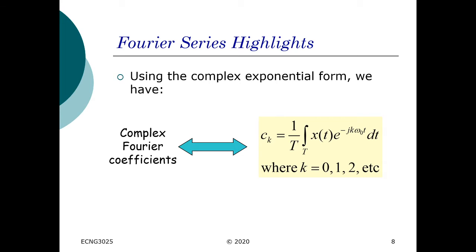So in using this complex exponential form of the Fourier series, we tend to get complex Fourier coefficients noted as C of k given by the equation here, which is an integral equation, and k represents each of the harmonics. So at k equals 0, this is going to be the fundamental frequency, but at 1, 2, and 3, this is going to be the first harmonic, the second harmonic, and the third harmonic.